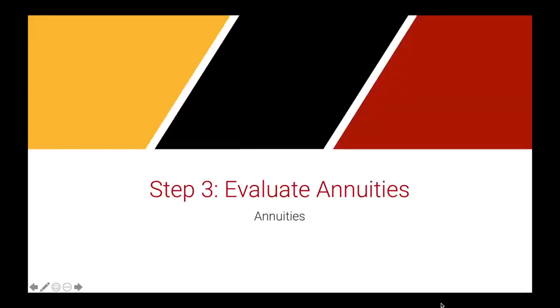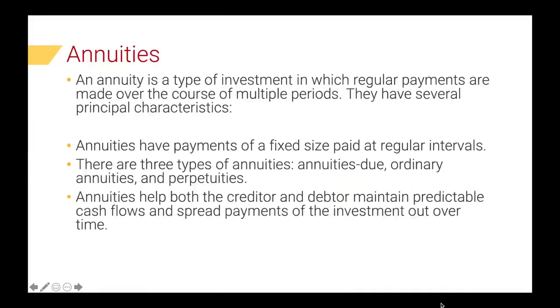Step 3 in this project is to evaluate the annuities. An annuity is a type of instrument in which regular payments are made over the course of multiple periods. They have several principal characteristics. Annuities have payments of a fixed size paid at regular intervals. There are 3 types of annuities: annuities due, ordinary annuities, and perpetuities. Annuities help both the creditor and debtor maintain predictable cash flows and spread payments of the investment out over time.